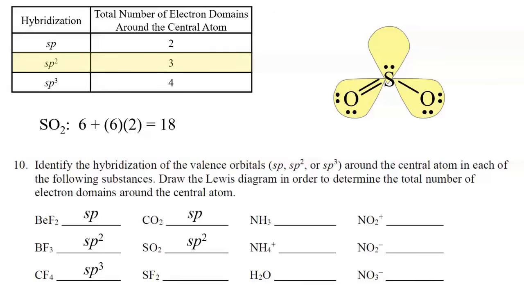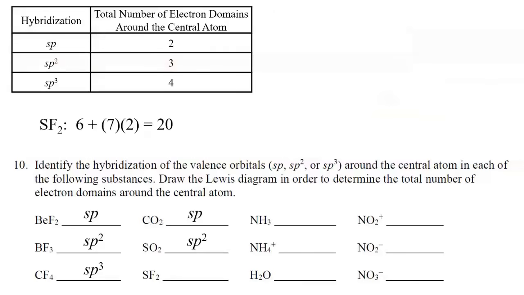All right, next example, sulfur difluoride, SF2. 6 for sulfur, 7 for fluorine, times 2. So we have 20 valence electrons, and our Lewis diagram looks like this.